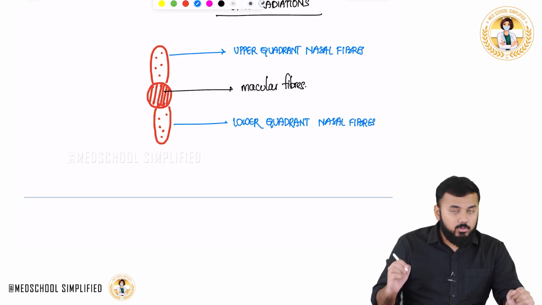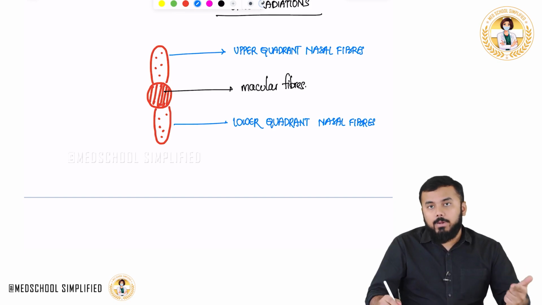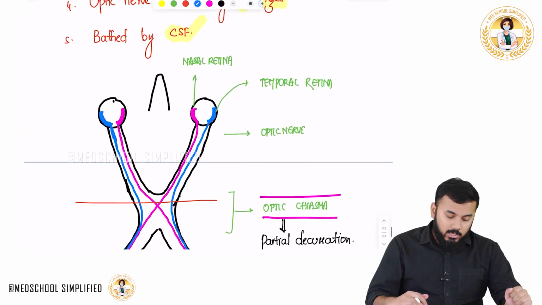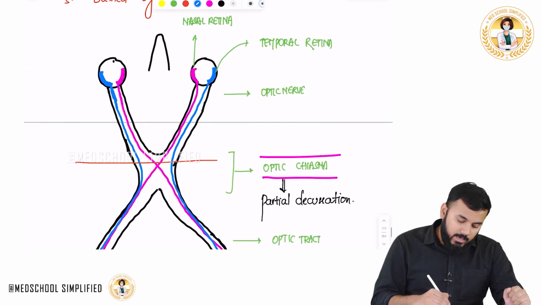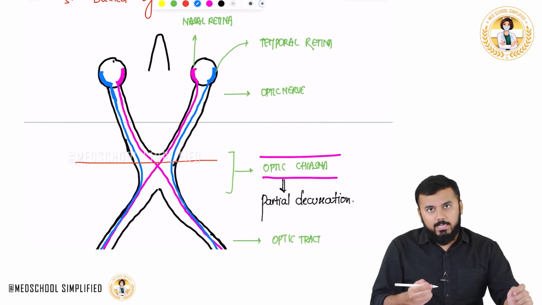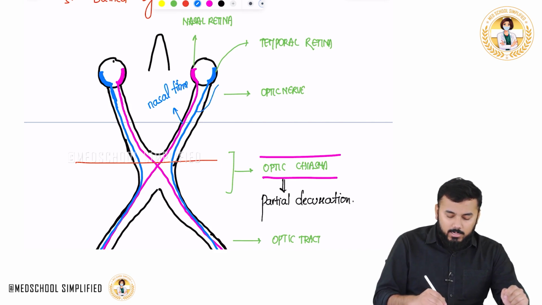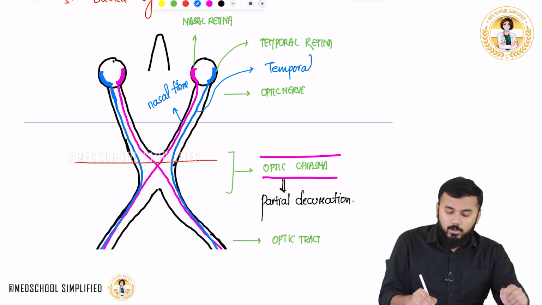So there are two different types of fibers. One is called the upper quadrant nasal fibers, another one is called the lower quadrant nasal fibers, right? So you are telling me these pink color fibers which are towards the nasal region are called nasal fibers? Yes. Okay, then what are these blue color things called? These are called temporal fibers because they are present in the temporal region, right? So they are called temporal fibers.